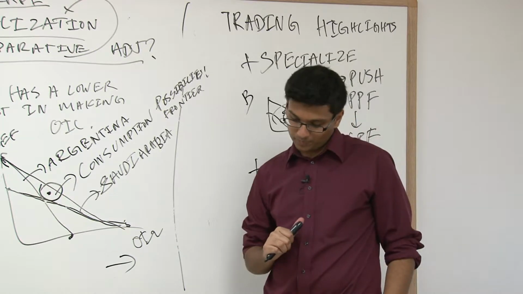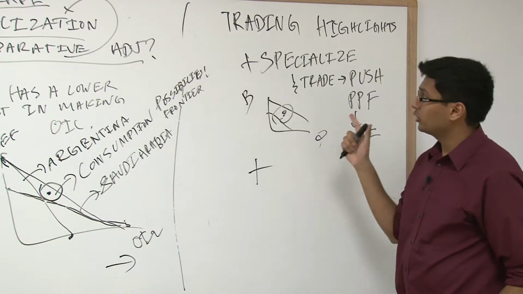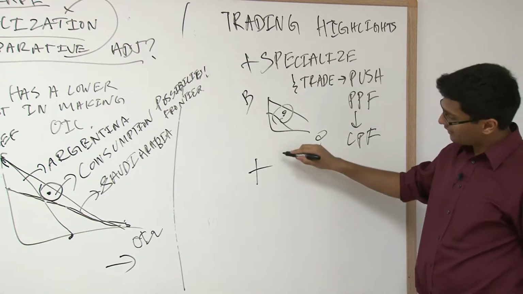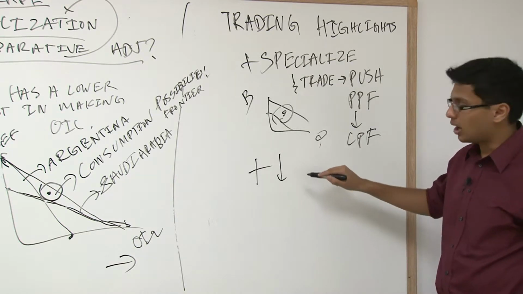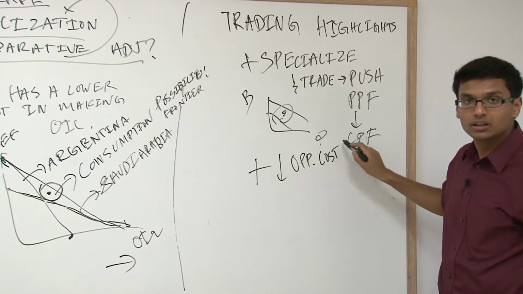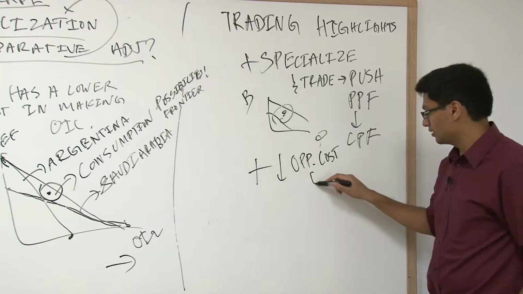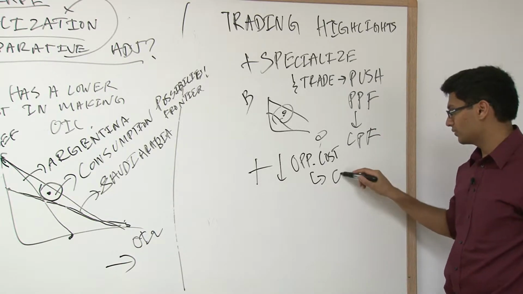Let's talk about the second point. Before that, how do we get to specialization? We talked about the fact that a lower opportunity cost leads us to a comparative advantage.